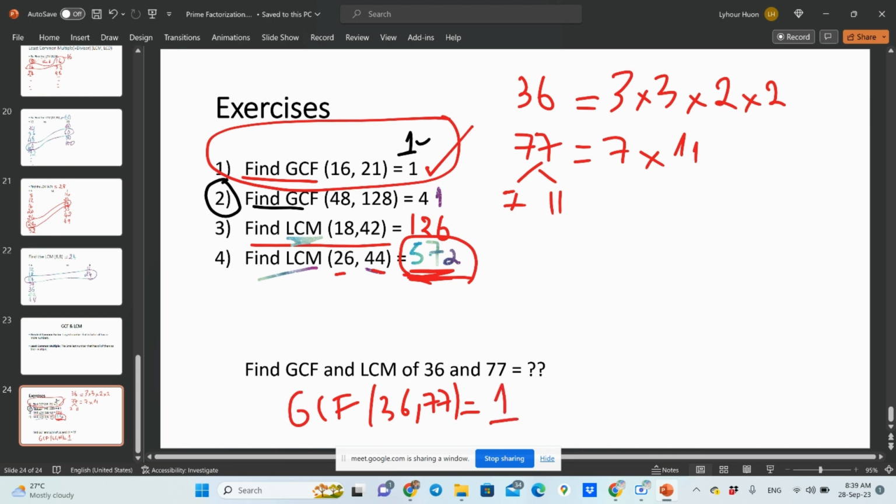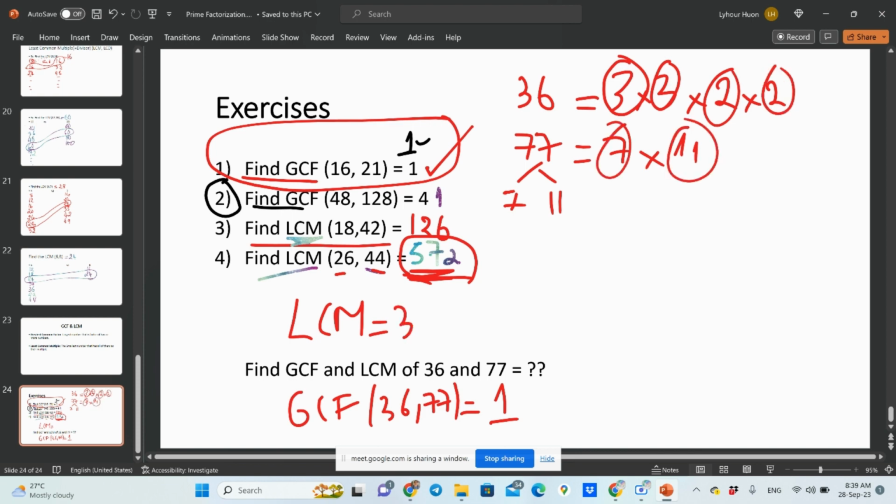Does that mean the LCM is 1 too? No. For the LCM, do we have a common pair? No. If there's a common pair, we take it as one term. Beside that, we take everything. So we take 3, 3, 2, 2, 7, and 11. So the LCM is 3 times 3 times 2 times 2 times 7 times 11.